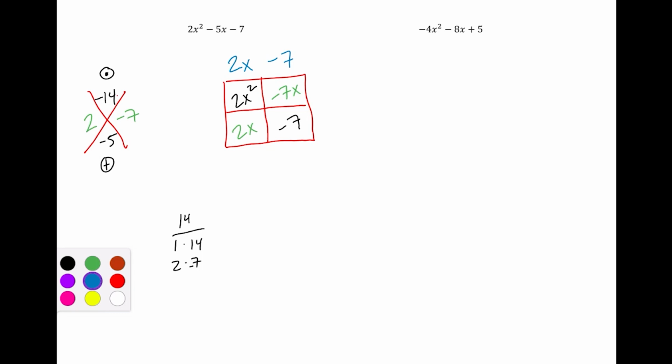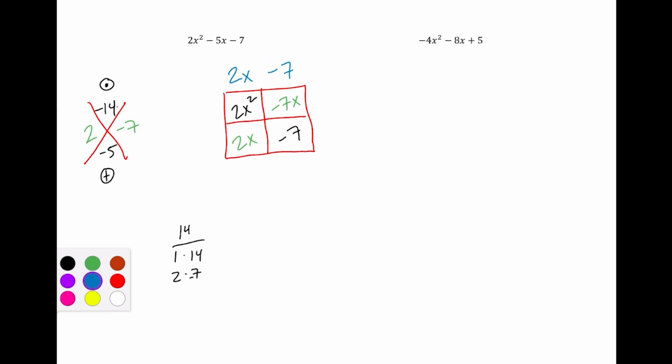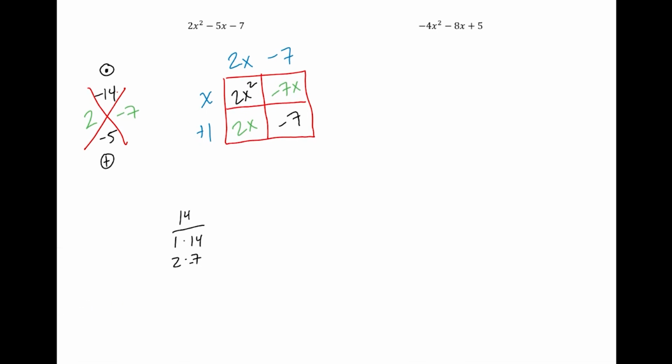And then going down each row, the first GCF is just x, right? 2 and 7 do not share a factor other than 1. And we have basically the same setup on the next row, so this is going to be +1. All right, so there you go. Here's our two factors. I can erase this just to clean it up a little bit. 2x minus 7 and x plus 1.